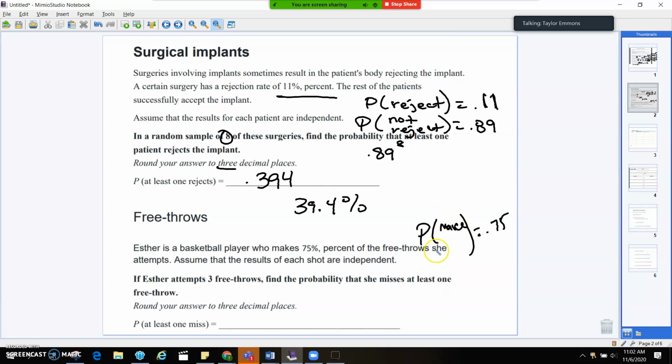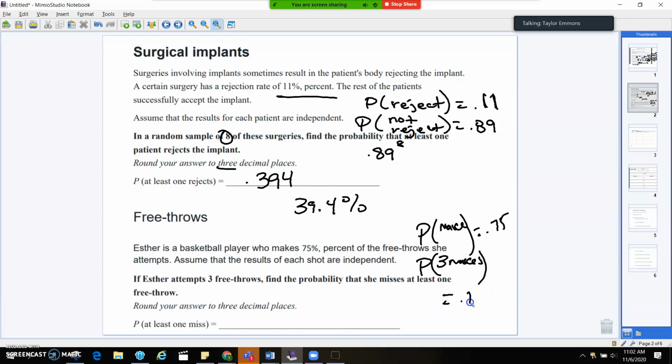Okay. And so this one's worded a little differently. This is kind of opposite of what the other one was saying. So we want to know that she misses at least 1, right? So first we're going to try to find the probability that she makes all of them, right? They told us how many she's going to make. And then we want to say, all right, for 3 free throws, what's the probability that she makes 3, right?